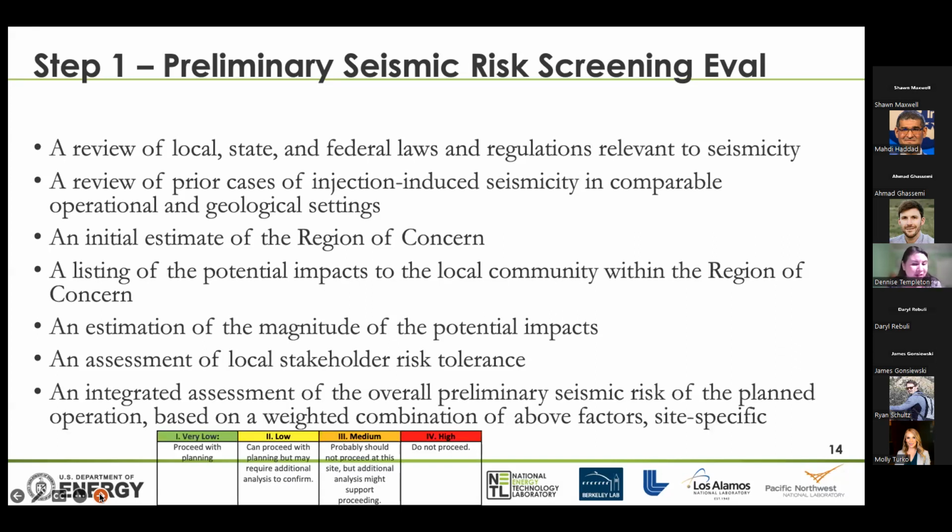So in the end, we'll have an integrated assessment of the overall preliminary seismic risk based on all of the above factors, and we'll be able to say, can we proceed with planning? Do we need more information? Is this probably not a good site, but we'll keep it on the back burner, or definitely do not proceed.